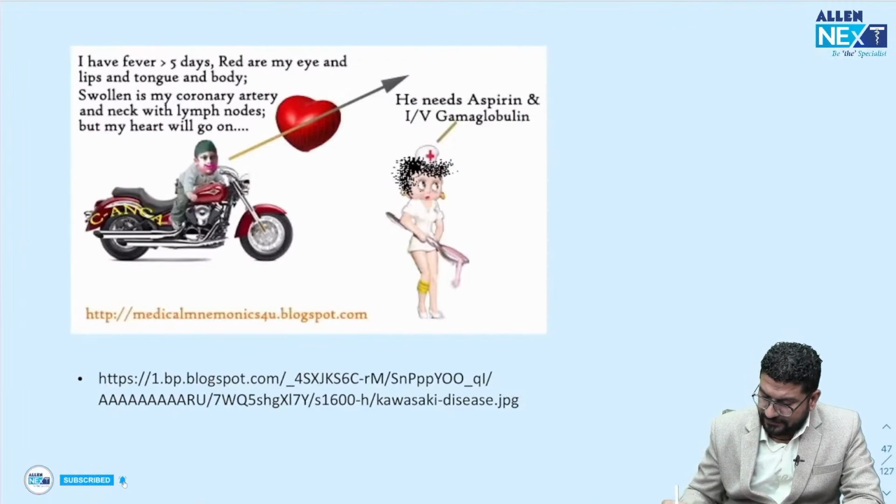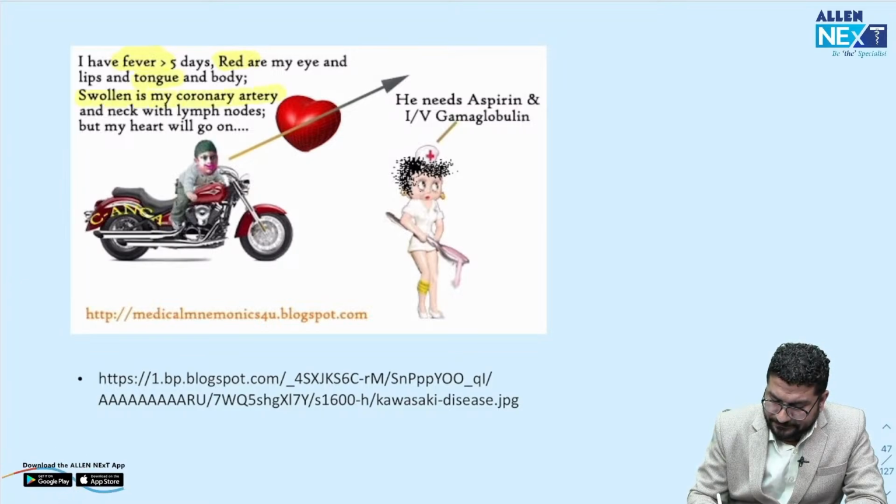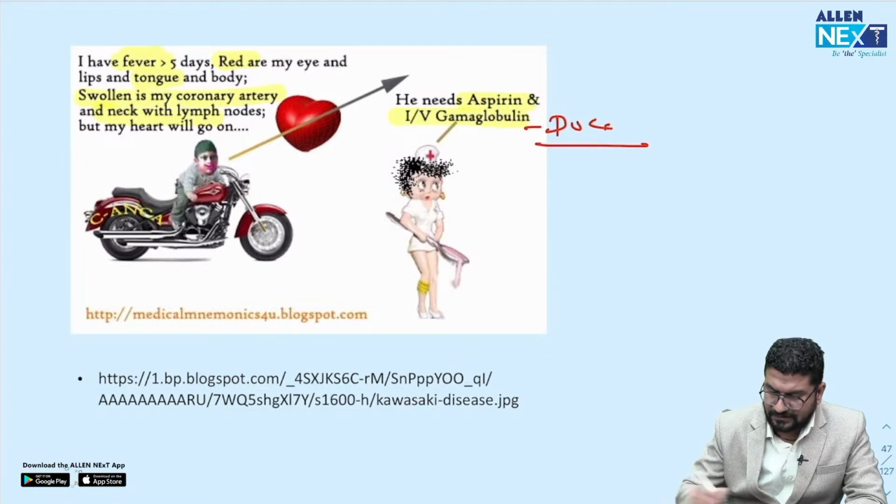Kawasaki disease, the patient will have fever, conjunctivitis, strawberry tongue, then risk of MI, lymphadenopathy. Treatment will be aspirin and the drug of choice will be IVIG. Kawasaki disease.